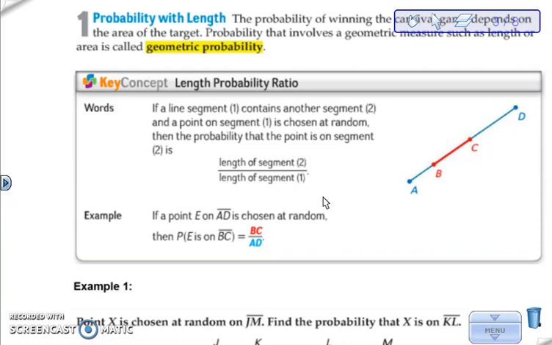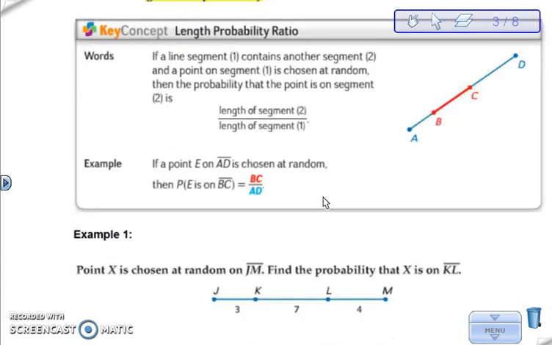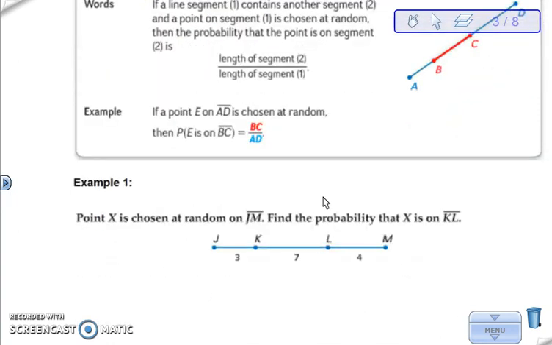So if you remember, probability tells you the percentage chance that some event will occur, right? So usually what we do is we take the number of ways that something can happen and divide it by the total number of possible outcomes, and that gives us the probability of a certain event. Well, for geometric probability, what we're going to do is take that same concept but apply it to shapes, so things like lines, circles, whatever.